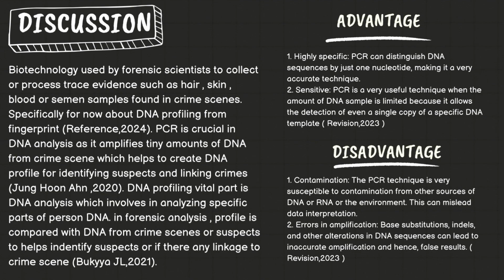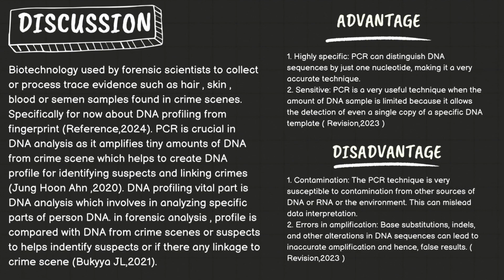As for discussion, biotechnology is used by forensic scientists to collect or process trace evidence such as hair, skin, blood, or semen samples found in crime scenes, specifically for now about DNA profiling that is obtained from fingerprints. As we know, PCR is crucial in DNA analysis as it amplifies tiny amounts of DNA from crime scenes, which helps to create a DNA profile to identify suspects and also link crimes. DNA profiling is a vital part of DNA analysis, which involves analyzing specific parts of a person's DNA. In forensic analysis, the profile is compared with DNA from crime scenes or suspects to help identify suspects or if there are any linkages to the crime scenes.